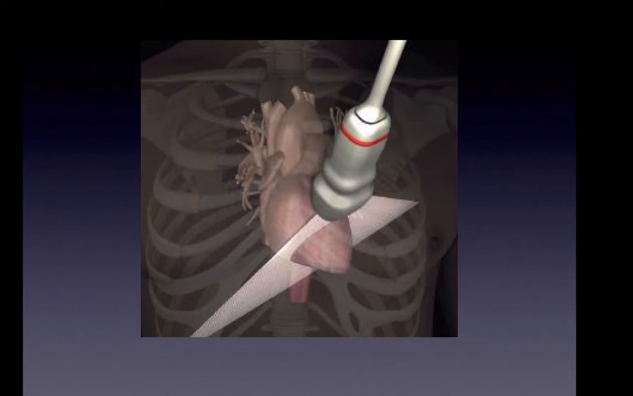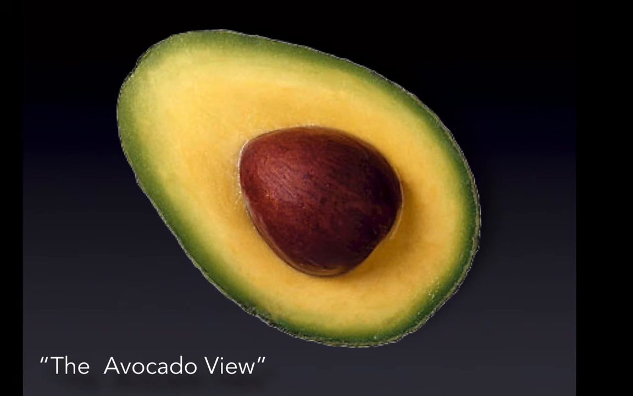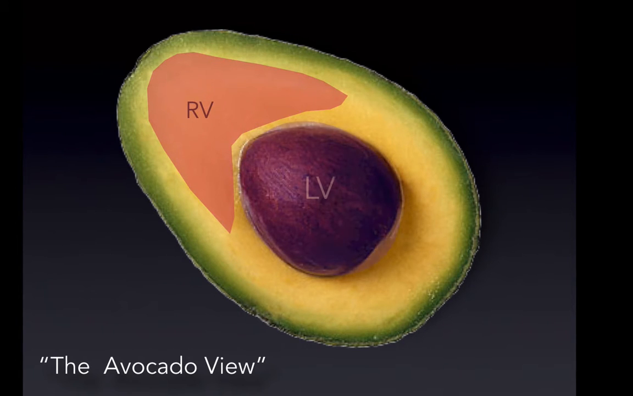Okay, so you start with a long axis, and what we're going to do is simply rotate our probe. We're going to move in a clockwise direction from the right shoulder, and we're going to be pointing it towards the left shoulder. And what happens is we get a view that I call the avocado view. Why? Because it looks like an avocado, and basically what you're going to see is the right ventricle, very triangular in shape, with a more circular left ventricle.